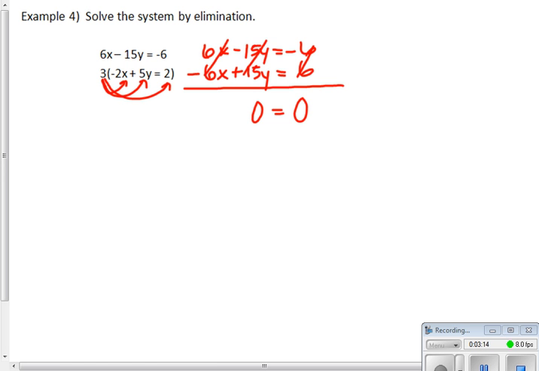So therefore, these two problems, if you actually put them in slope-intercept form, you would find that they are the same line. So this has an infinite number of solutions. Whatever you put in for x, you'll get something out for y. We'd see that it's equal. So infinite number of solutions.